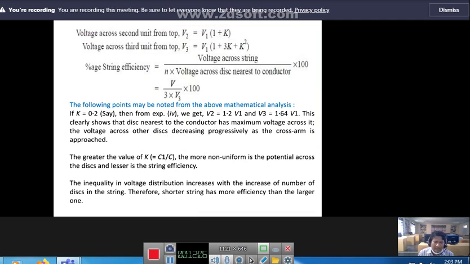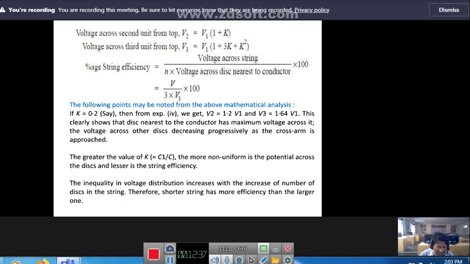Voltage across the second unit, as usual, V2 is equal to V1 into (1 plus K), and the third unit V3 is V1 into (1 plus 3K plus K squared), right. Therefore we determine the individual voltages from the top of the tower to the bottom of the tower, or nearest to the conductor. Now the total voltage is also known, V is equal to V1 plus V2 plus V3. Therefore determine the string efficiency.